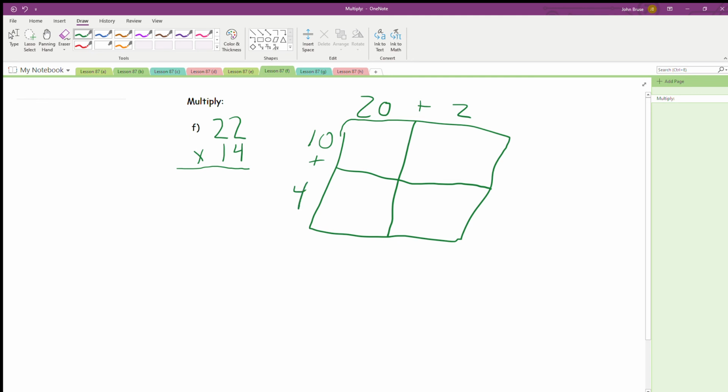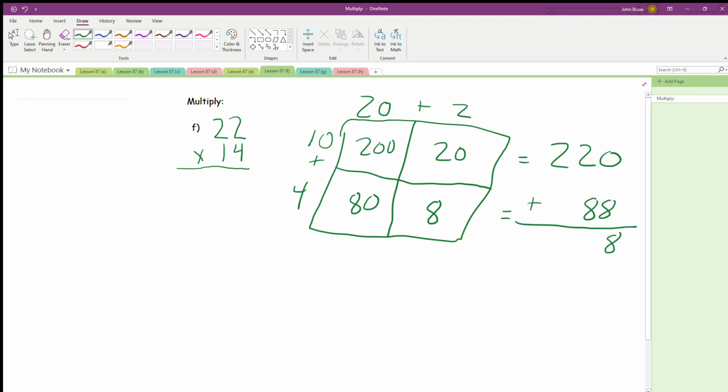This first box on the top left is going to be 10 times 20, which is 200. The box below is 20 times 4, which is 80. This box here is 10 times 2, which is 20. And then this box here is 4 times 2, which is 8. We're going to add these horizontally. So we've got 220. And then this one here is 88. 80 plus 8 is 88. We're going to add those up. We've got 8. 8 and 2 is 10. We carry the 1. That leaves us with 308.